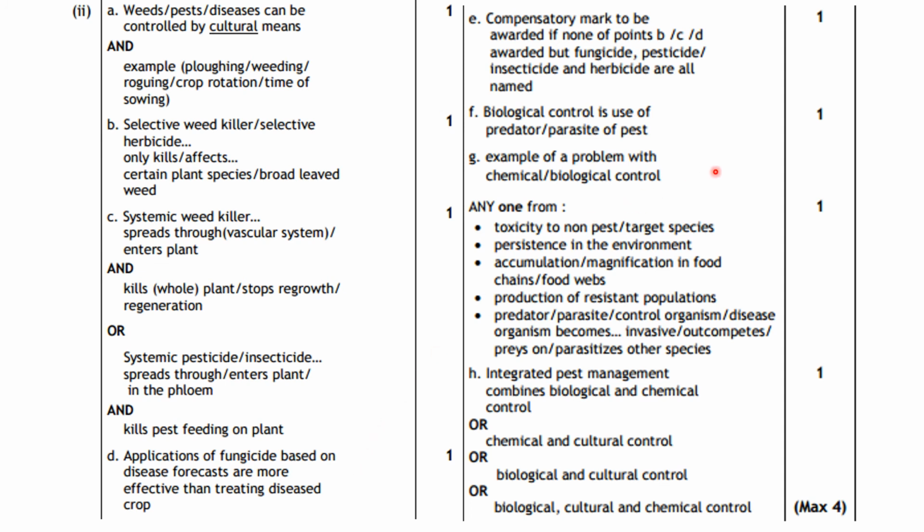Then the other mark over here, so biological control is using a predator, and then talking about issues with these control methods, so you could talk about bioaccumulation and so on, and you would also get a mark for integrated pest management. So just take your time and go through that and see if you can get 8, and if not, just focus on what you missed out on.